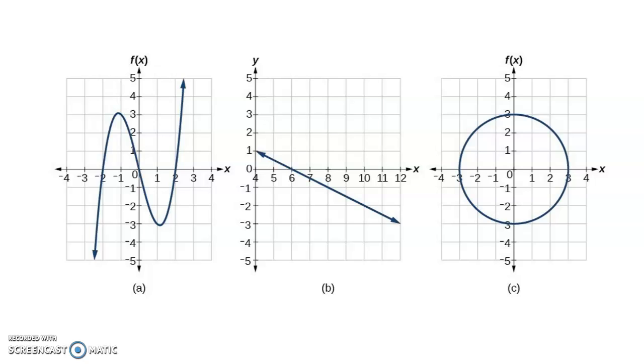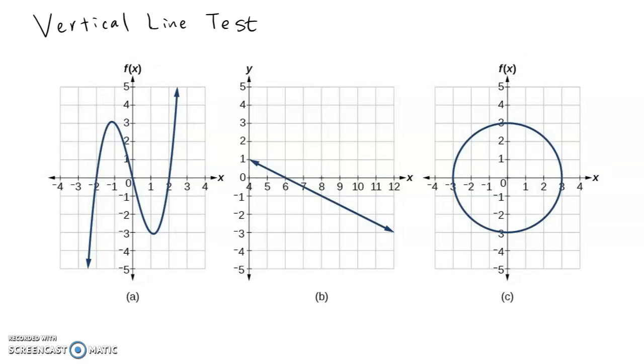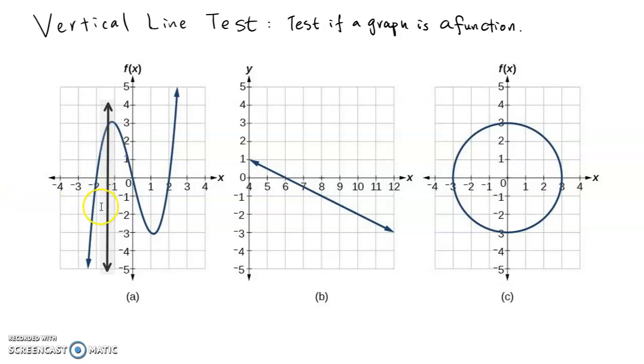To decide if a graph defines a function, we still want to look at if each input is mapped to exactly one output. And that is exactly how a vertical line test works. A vertical line test is to test if a graph is a function. So this is how you do it. You will run a vertical line through the graph from left to right or from right to left. Say I have a vertical line over here. I'm going to run this vertical line through the graph.